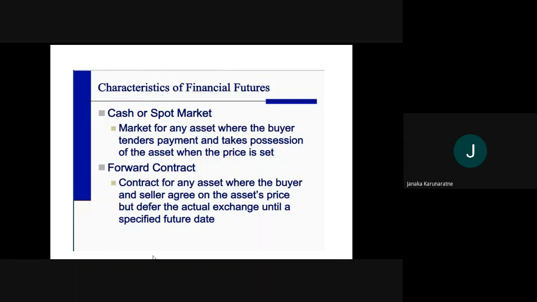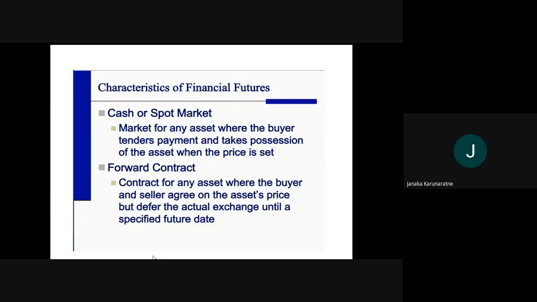Then we will look at a few more instruments, like the cash or spot market. I think all of you, as bankers, know what the cash market or spot market is. It is a market for any asset where the buyer tenders payment and takes possession of the asset when the price is set. At the time the price is set, the buyer takes possession by tendering the payment. That's called the cash market. Generally, the cash market is immediate, but in the spot market, you talk about a 2-day delivery.